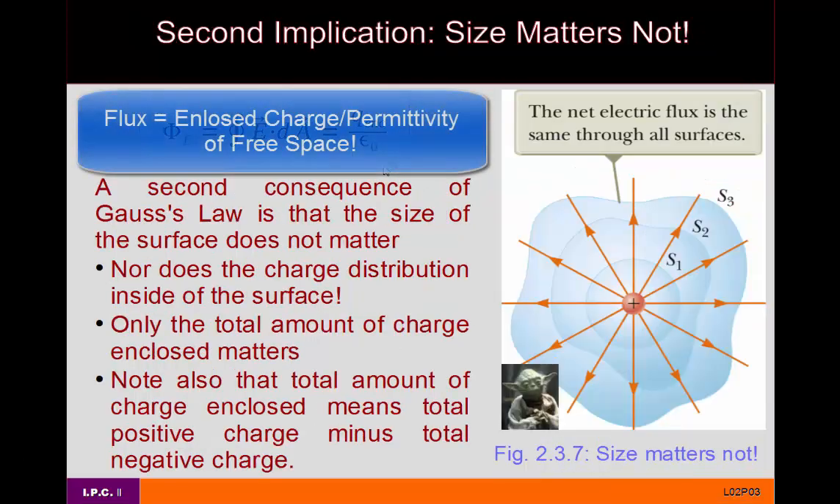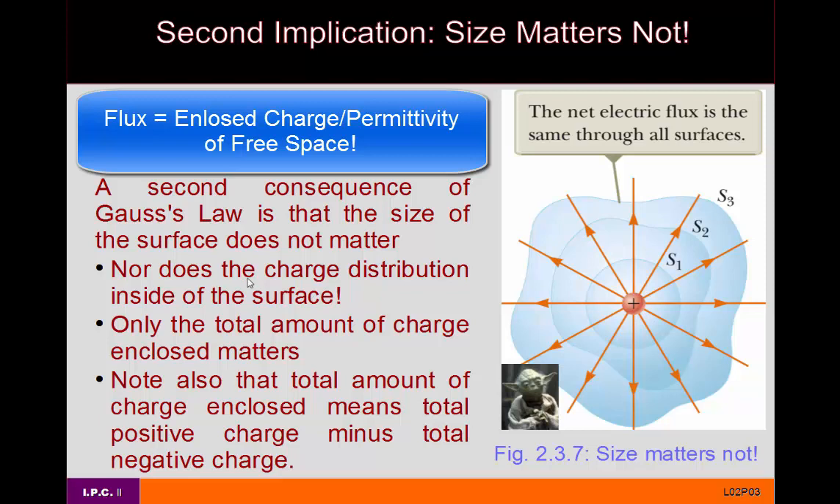Okay, the second consequence of Gauss's law plays back to the example that I worked earlier, in which we calculated the flux out of a sphere. Basically, this consequence is that the size of the Gaussian surface does not matter. Gauss's law will still hold true. Similarly, the charge distribution within the surface doesn't matter. You still will get the same flux back out of the surface. With that said, the total charge enclosed basically means take the total positive charge enclosed and subtract the total negative charge enclosed. So if we had a plus one charge here and a minus one charge here, the total charge enclosed would actually be zero. So bear that in mind.